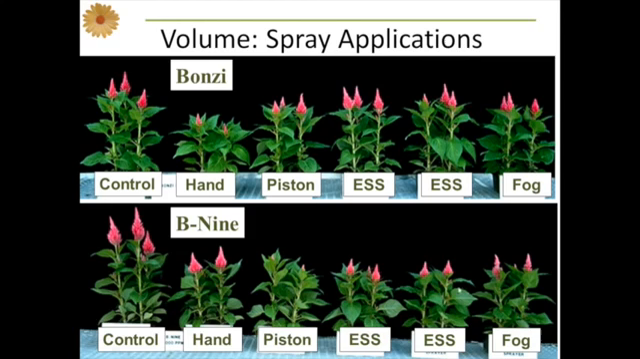If you compare that to the foliar spray, it didn't matter how we applied the B-Nine. It landed on the leaves, it gave us activity on the leaves, and we had the same amount of growth regulation. So we came back to deciding that we had to look at droplet size. First of all, we were not getting runoff.